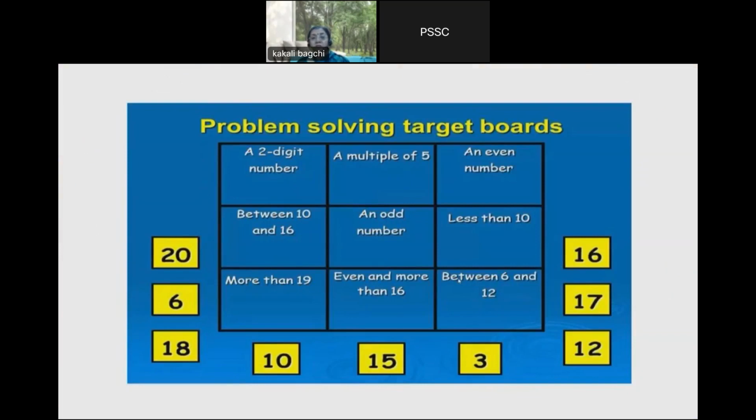See, you can give this type of cards to them. Different numbers given. Ask the students which one will be matched with what. Say a two-digit number. From the two-digit number, they will give some strikes and will add them.